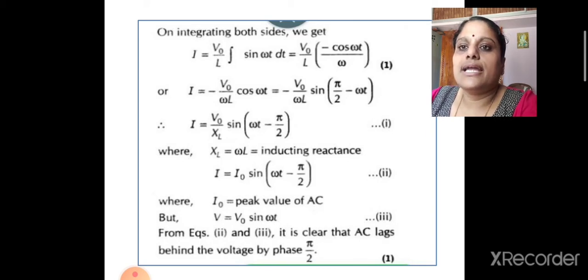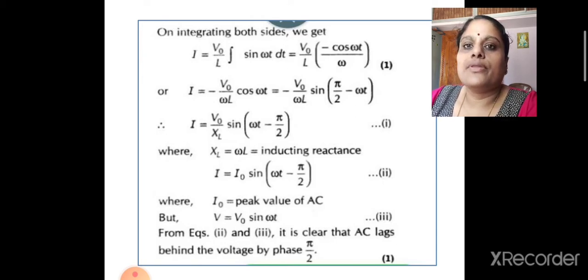We know sin of 90 minus theta is equal to cos theta. So we can write I equals minus V0 by L omega into sin of pi by 2 minus omega t. Or I equals V0 by XL into sin of omega t minus pi by 2. That is, we have taken the negative sign inside the brackets, since sin of minus theta is equal to minus sin theta. Here XL is equal to L omega, which is known as inductive reactance.